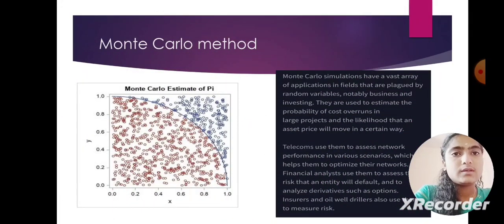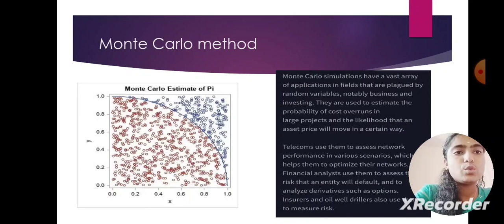Monte Carlo method. This is the image of the Monte Carlo method used to estimate pi. Monte Carlo simulations have a vast array of applications in fields that are plagued by random variables, notably business and investing. They are used to estimate the probability of cost overruns in large projects and the likelihood that an asset price will move in a certain way.